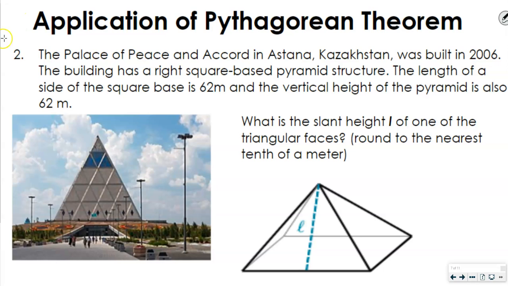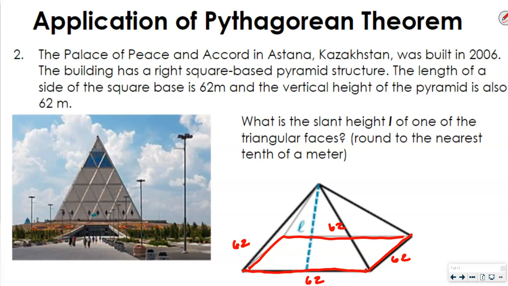So in this next one, it says, the Palace of the Peace and Accord in Astana, Kazakhstan was built in 2006. The building has a right square pyramid structure. The length of the side of the square base, so that means this whole length right here, this whole length right here, this whole length right there, and this one right here are all 62, right? Because it says it's got a square base, okay? 62 meters. And then it says the vertical height of the pyramid is also 62.